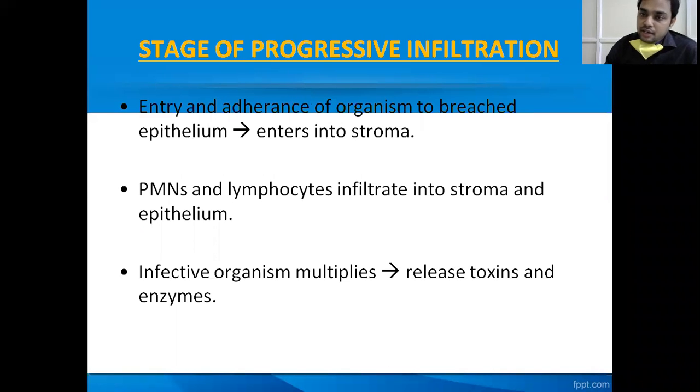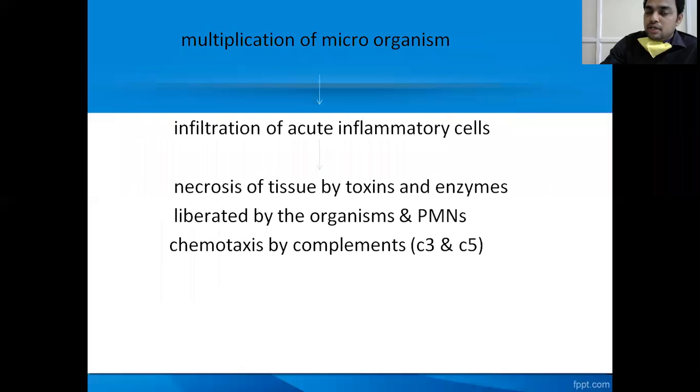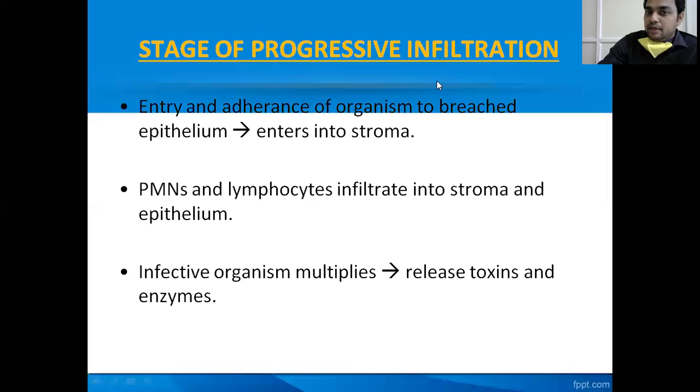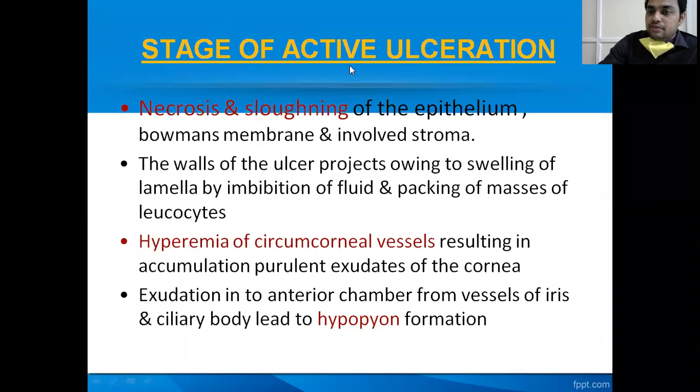Here there is an entry of bacteria into the corneal stroma, activation of host defense mechanism, and the multiplication of the organism and release of toxins and enzymes, and eventually necrosis of the corneal tissue. So in the pathology of corneal ulcer, stage of progressive infiltration is the first step. This is followed by stage of active ulceration.